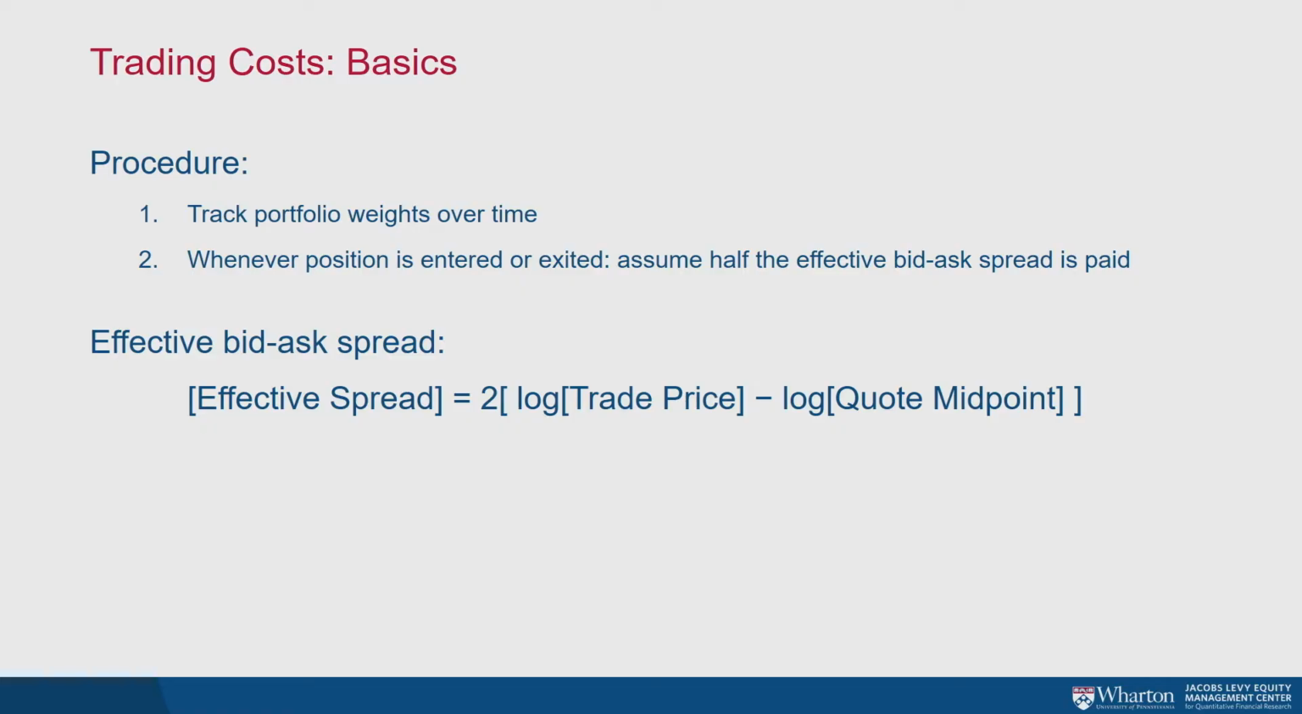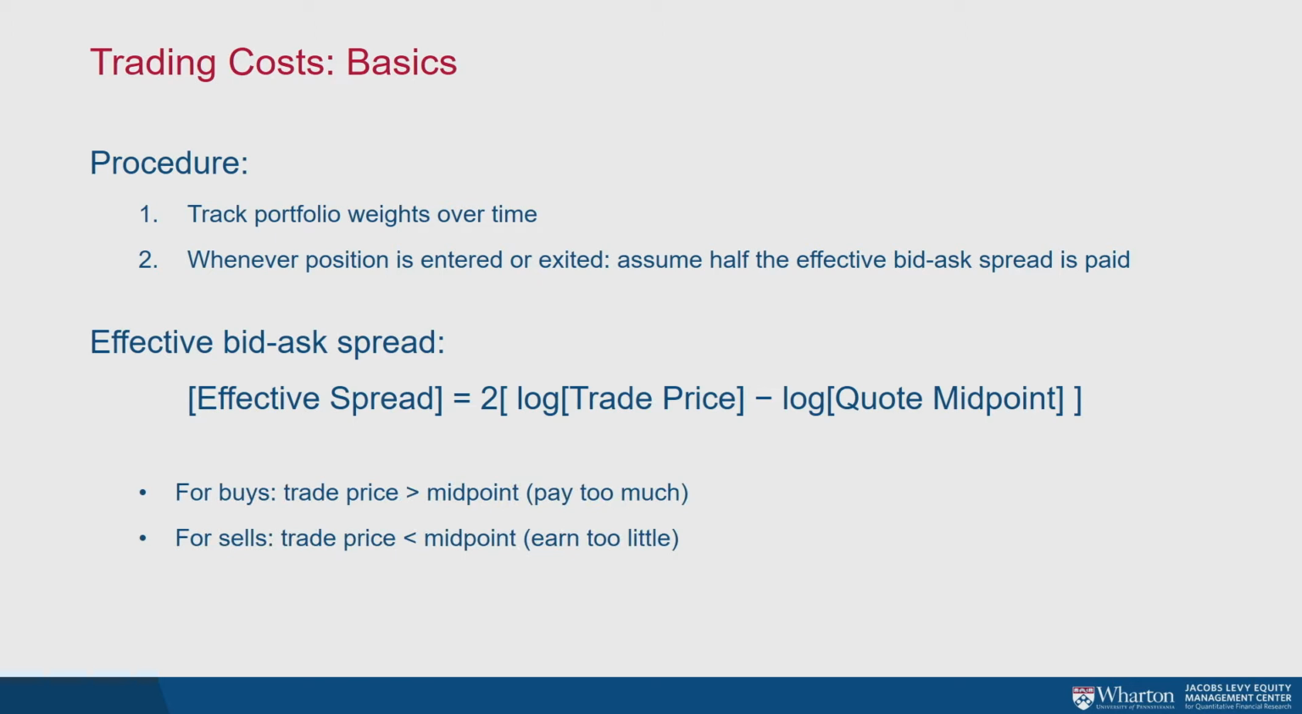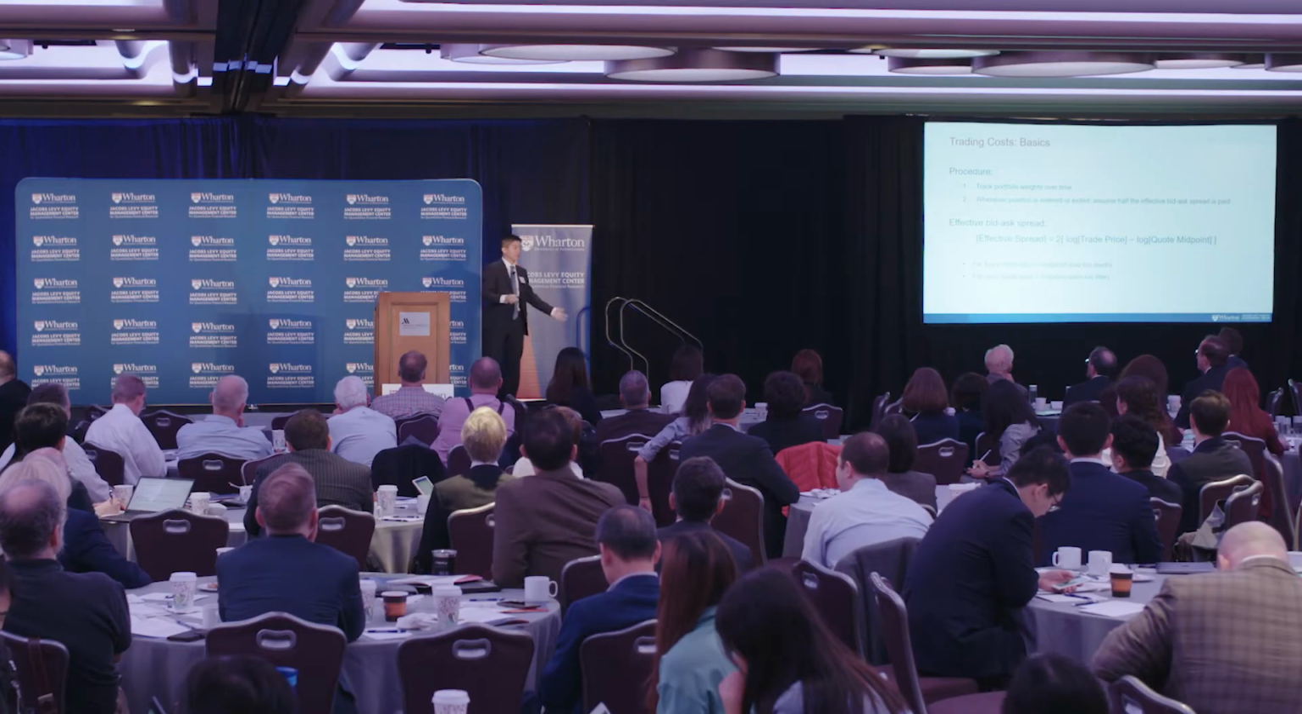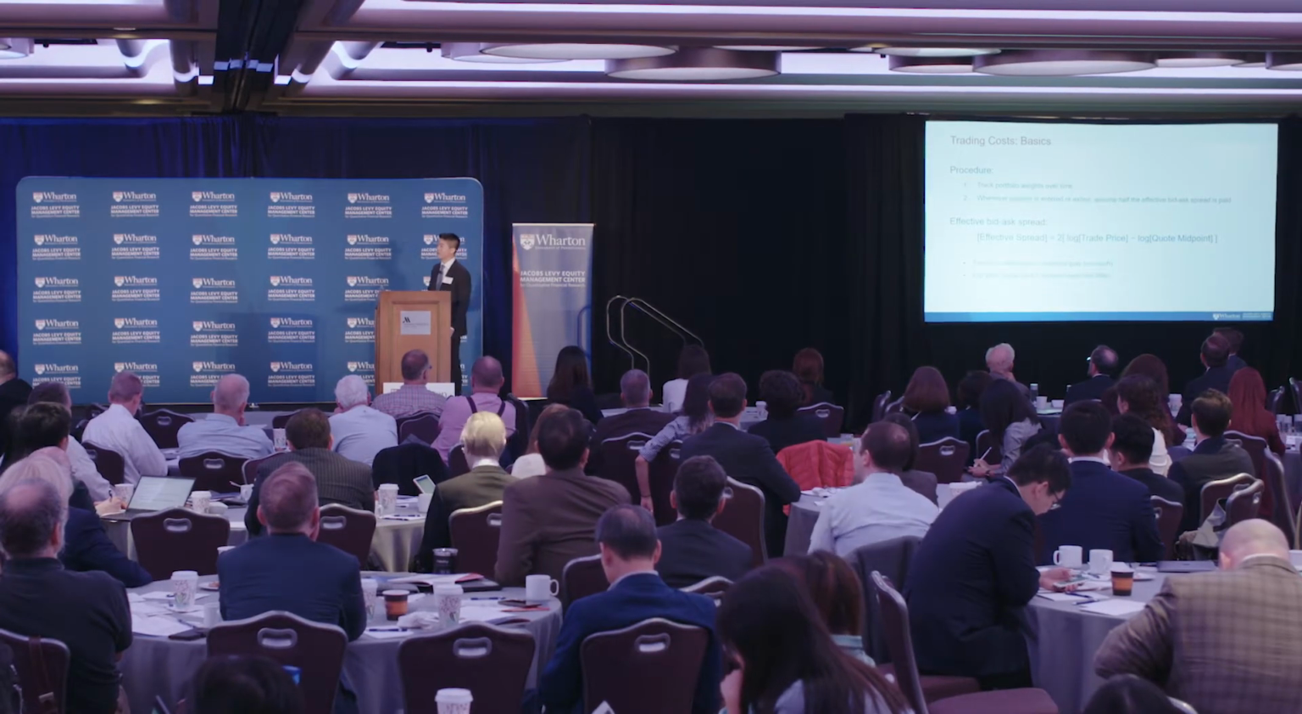Effective spreads use actual trade prices. So this is the formula for what they look like. It's a difference between the trade price and the quoted midpoint. What this means is that when you enter a long position, your trade price is above the midpoint, so you've paid too much. Then when you exit it, your trade price is below the midpoint and you've earned too little. So when you take the round trip, your profits are lower compared to the frictionless benchmark.